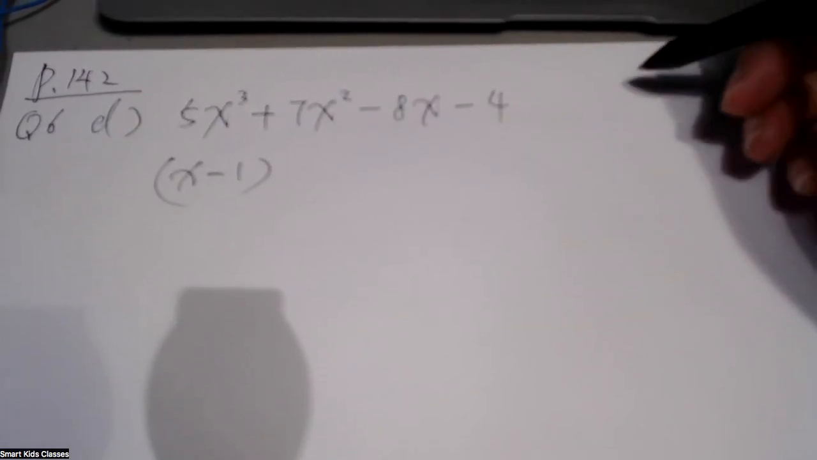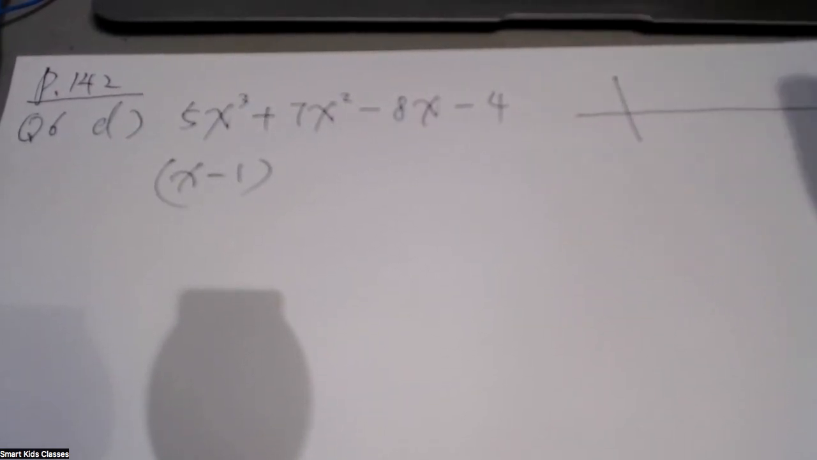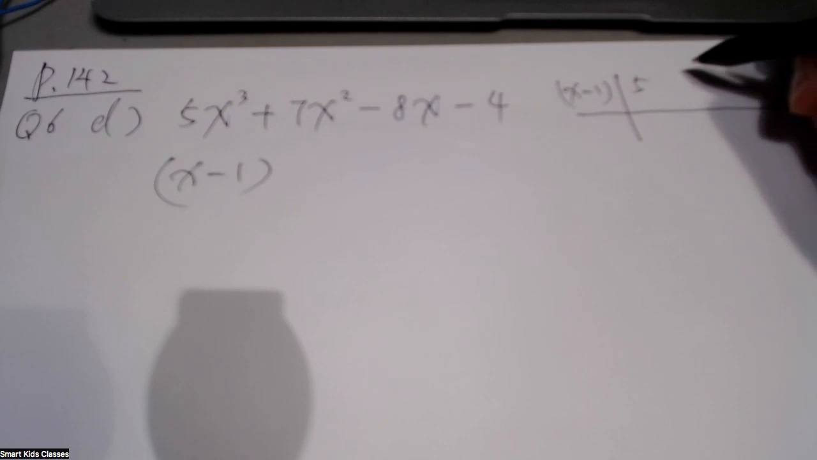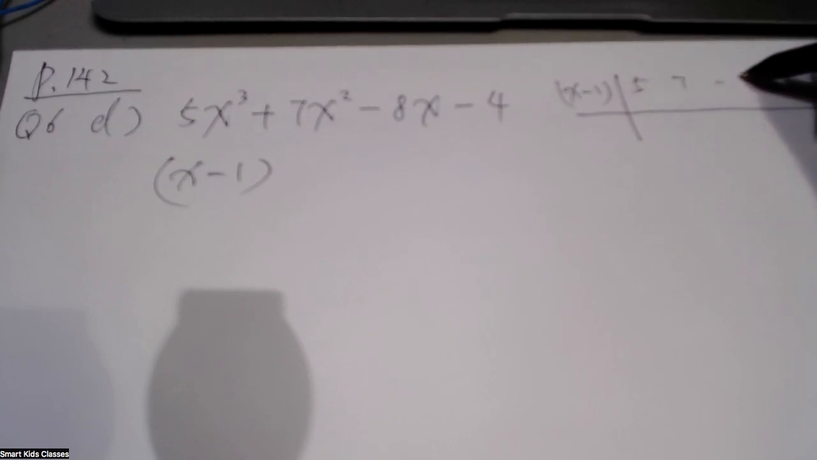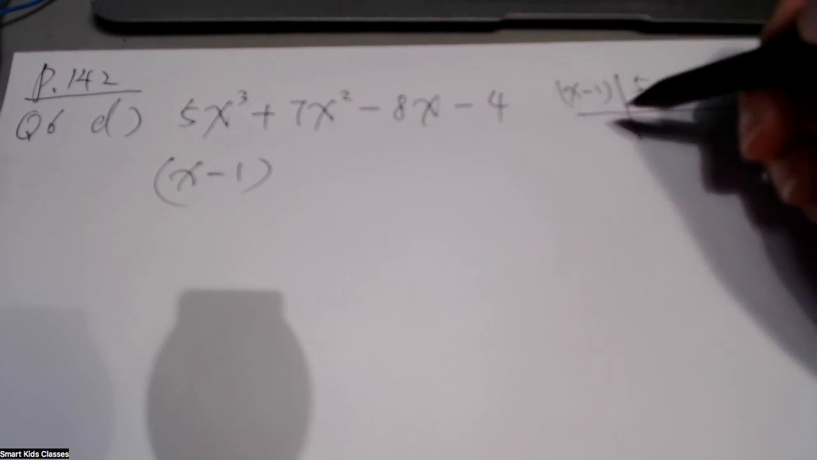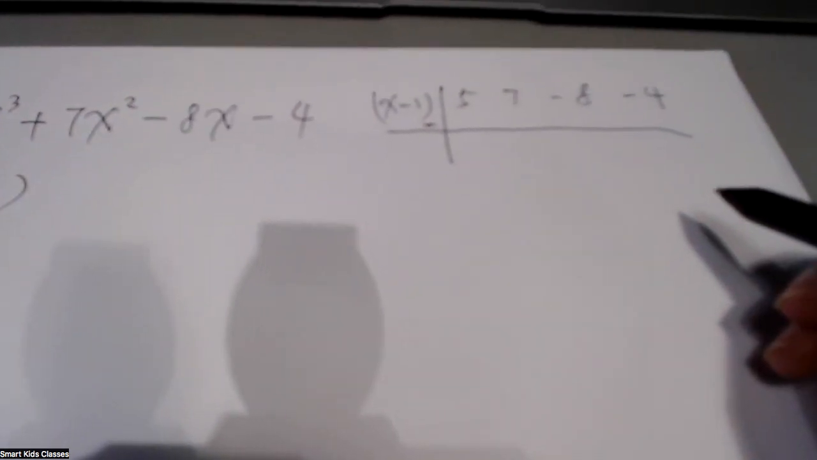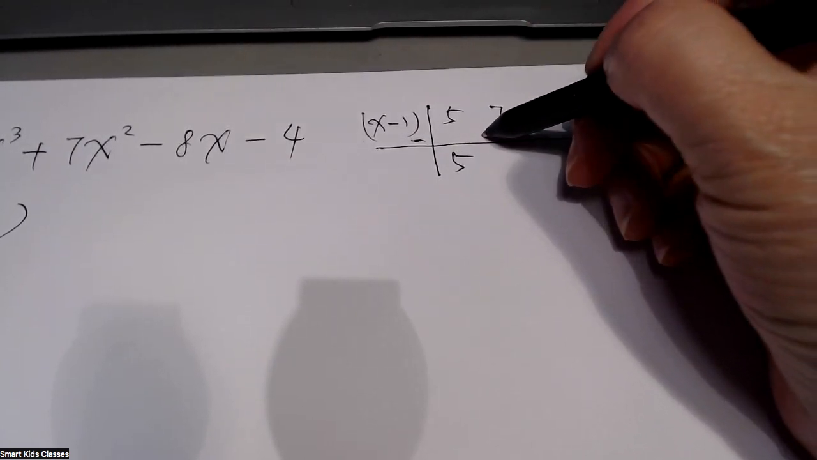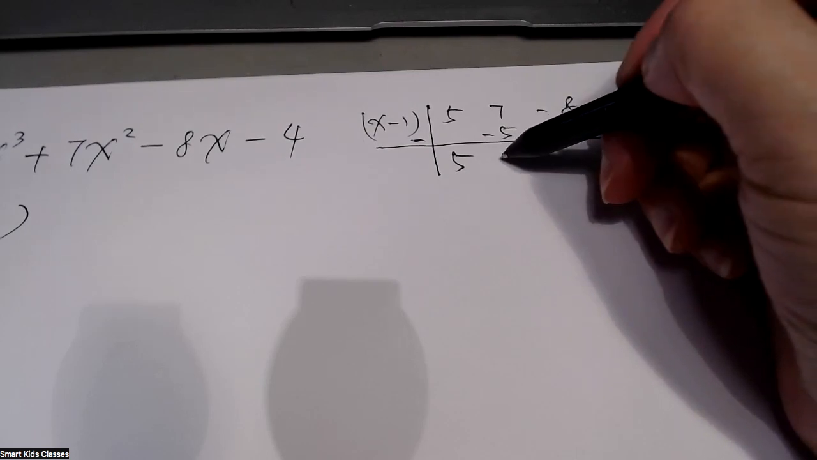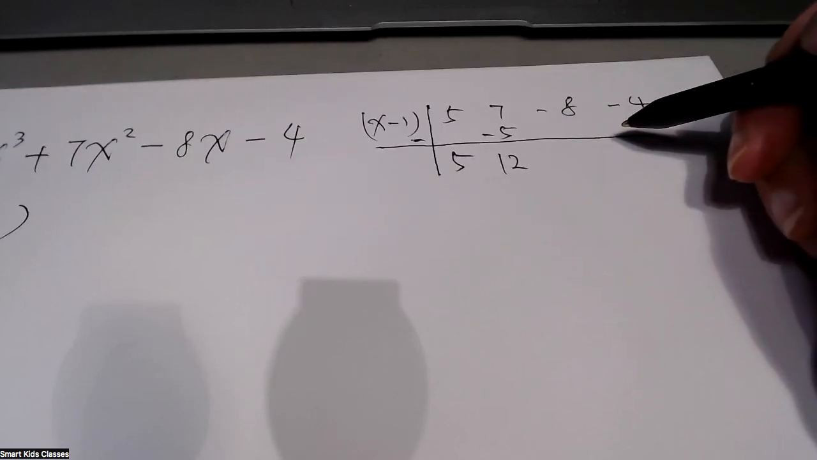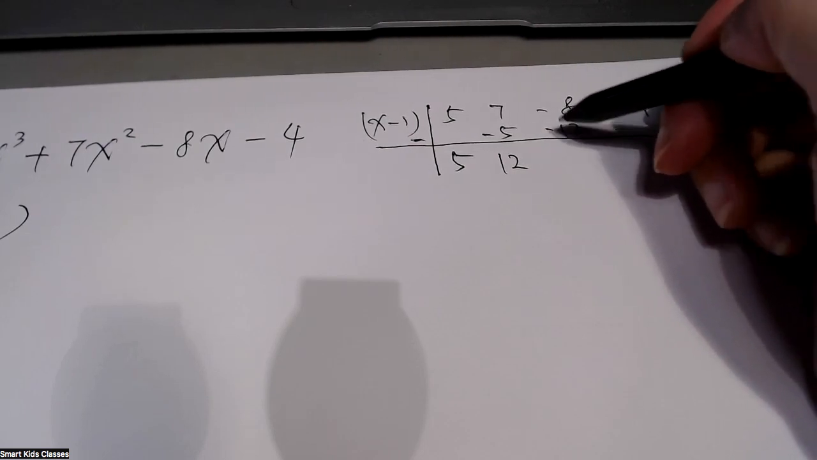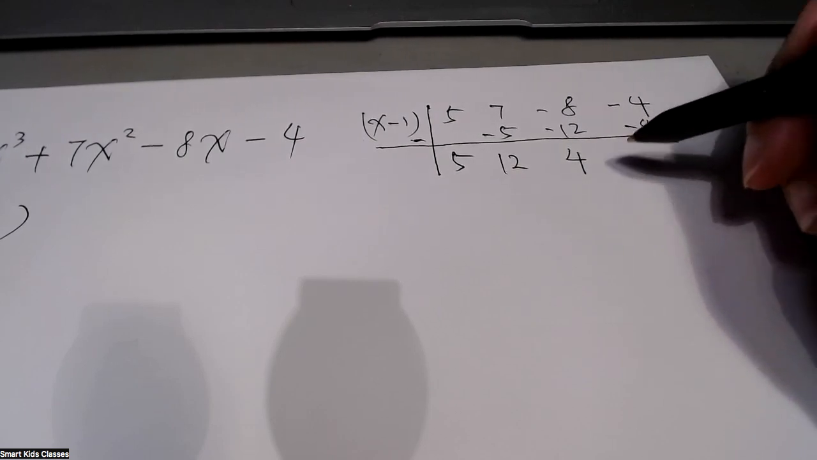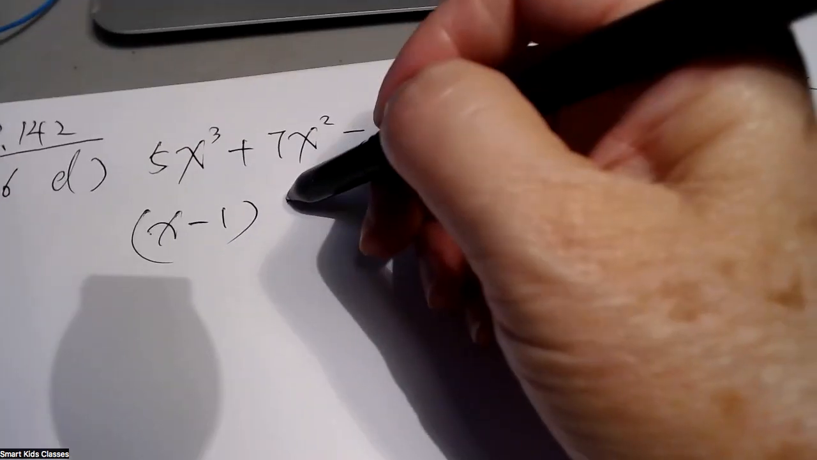It works. So we're going to put a synthetic division here. We have an x minus 1. So we have a 5, a 7, a negative 8, and a negative 4. So we subtract. We bring the 5 down. 5 times 1, we get 5. So we add, it will be 12. And then 12. We subtract, we're going to have a positive 4. And we have a negative 4. No remainder.